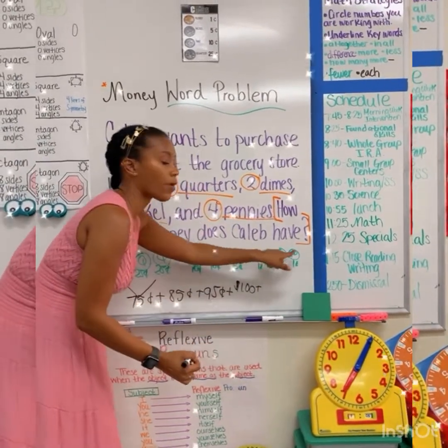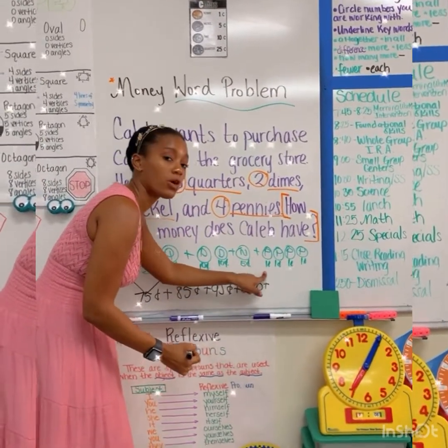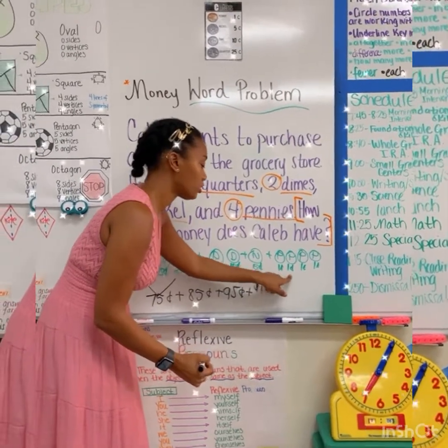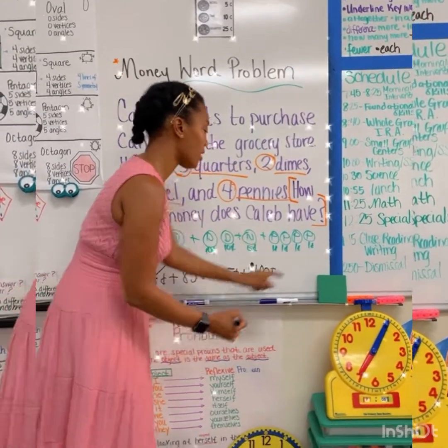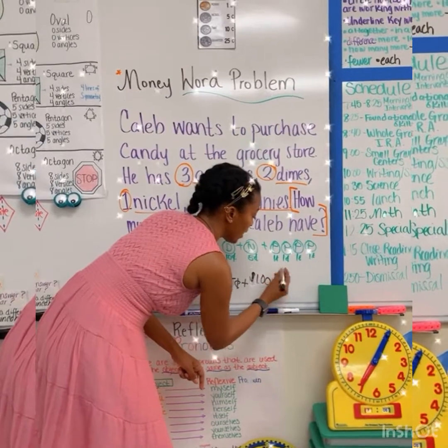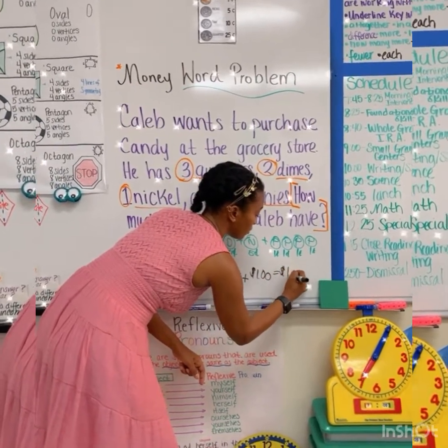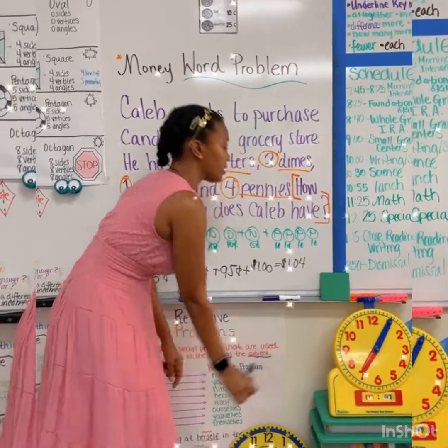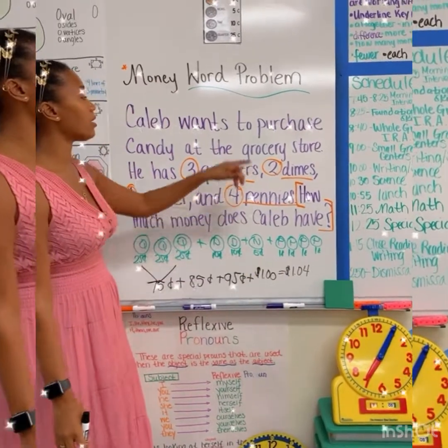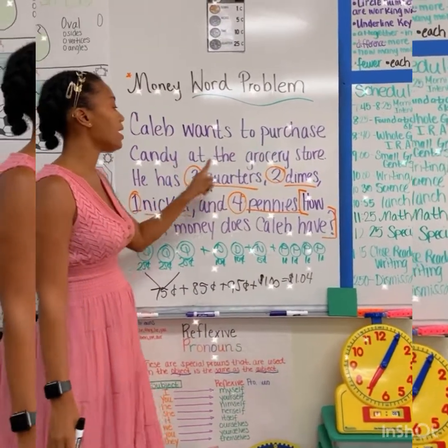I still have 4 pennies left. Each penny is worth 1 cent. So that's 1, 2, 3, 4. So my sum is going to equal $1.04. Caleb has $1.04 to purchase candy at the grocery store.